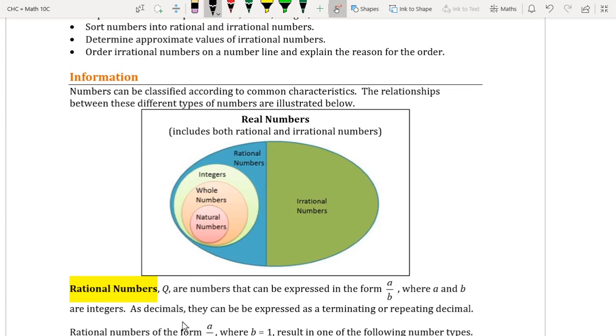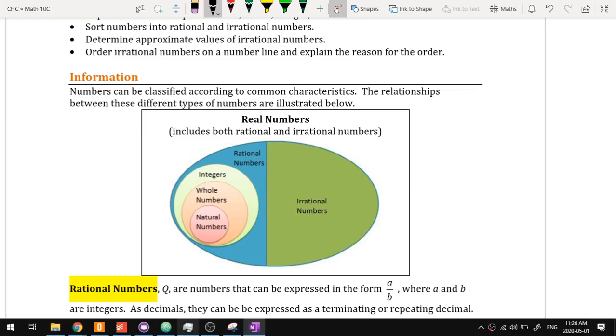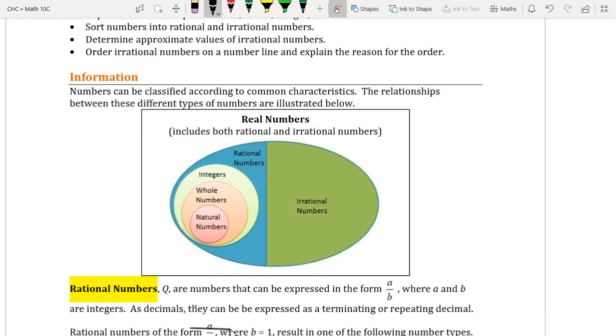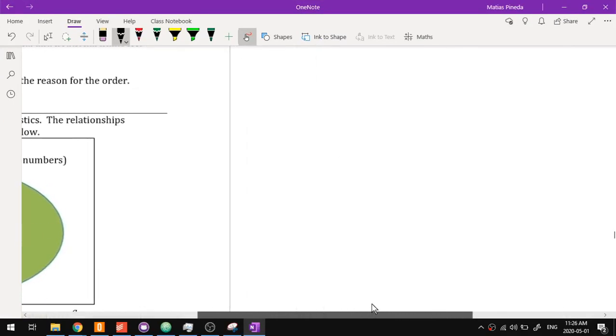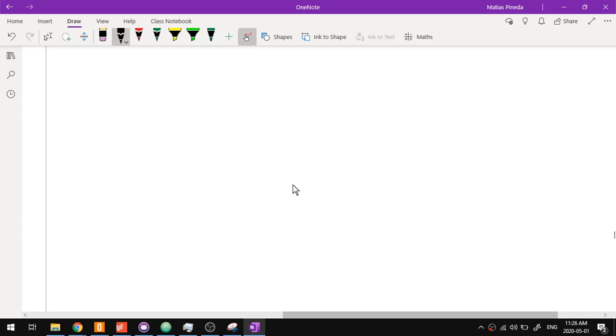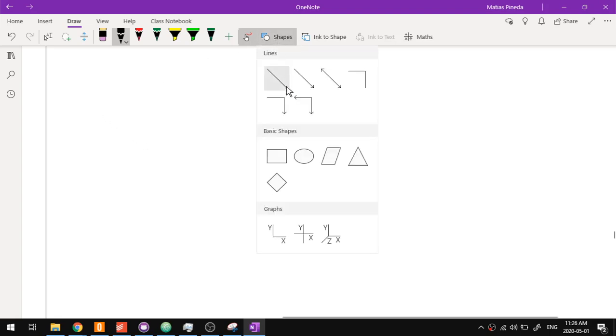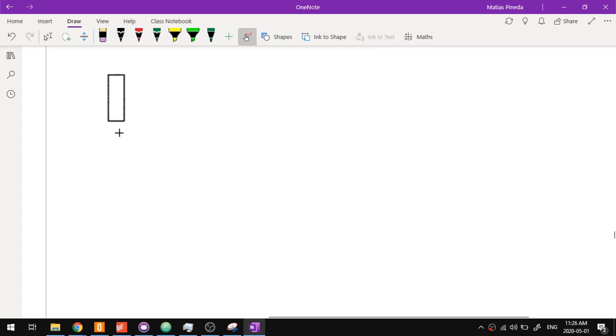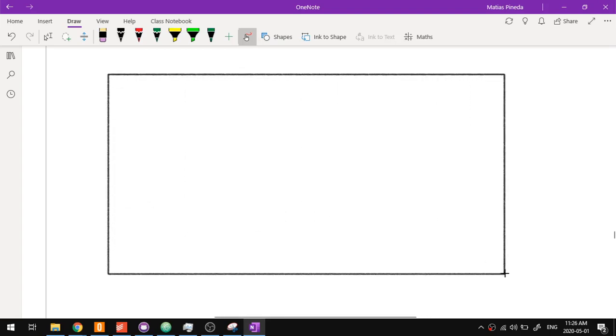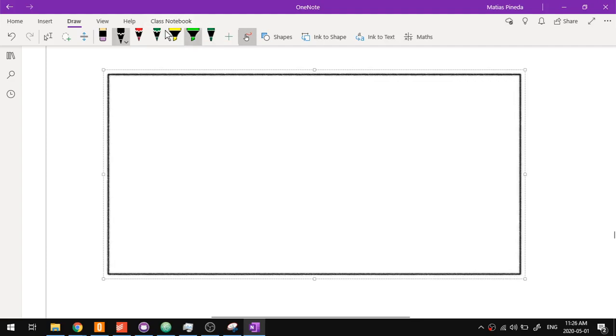So what I'm going to do is see if I can move to the side here. I can move over here, and I'm going to go through this diagram and sketch it out. Okay, so on the outside we have this rectangular box that's going to be representing real numbers.